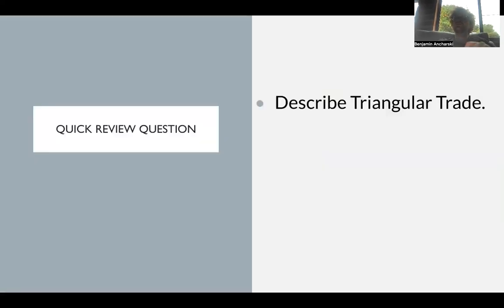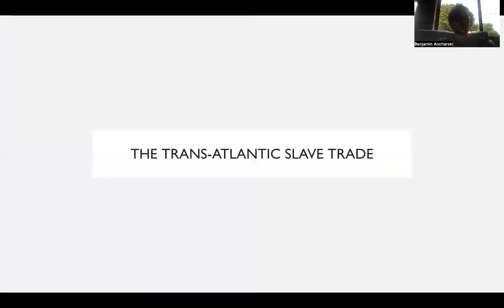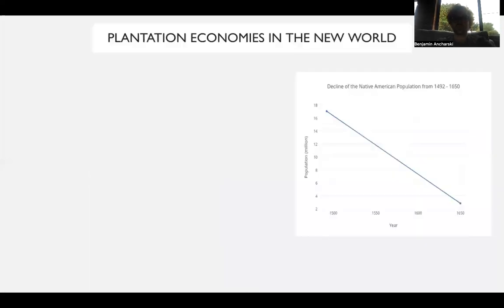So you should be able to describe triangular trade. You should be able to describe this new system of economic exchange emerging in the Atlantic Ocean. But the big focus of today, and something the AP really wants you to understand, and what is important for understanding not only American history, but also European and African history as well, is going to be the transatlantic slave trade.